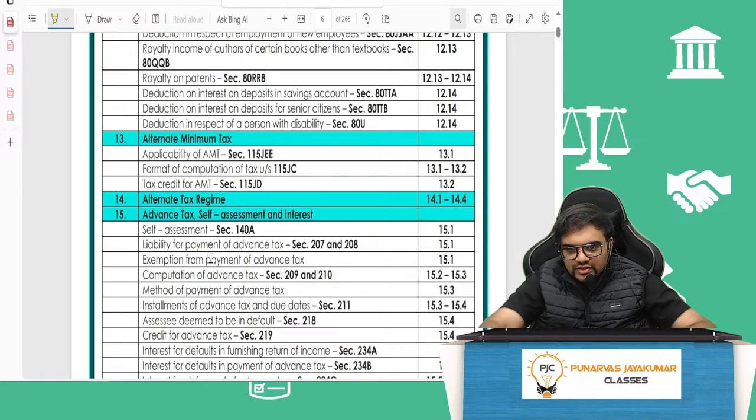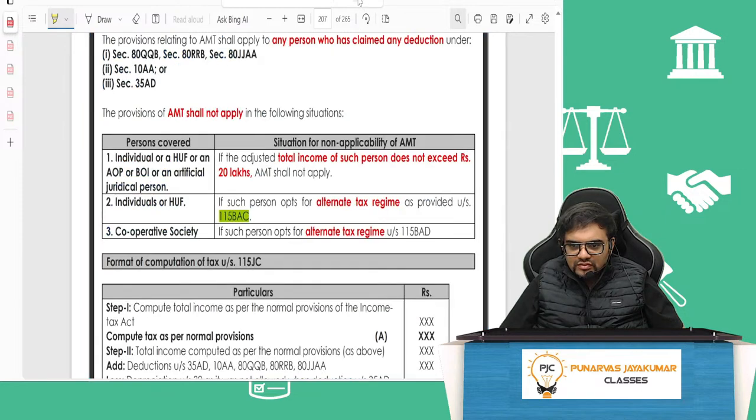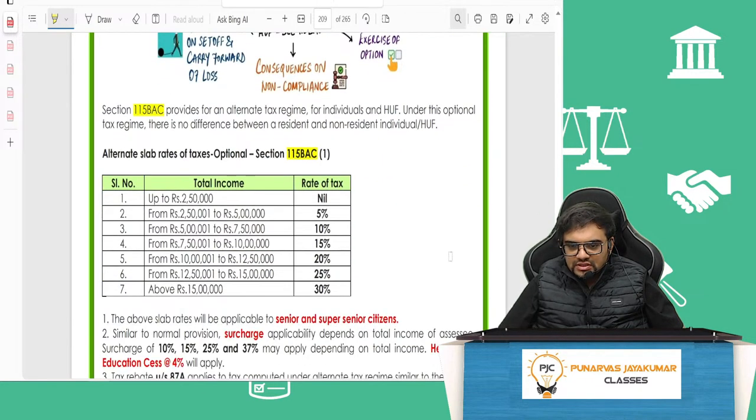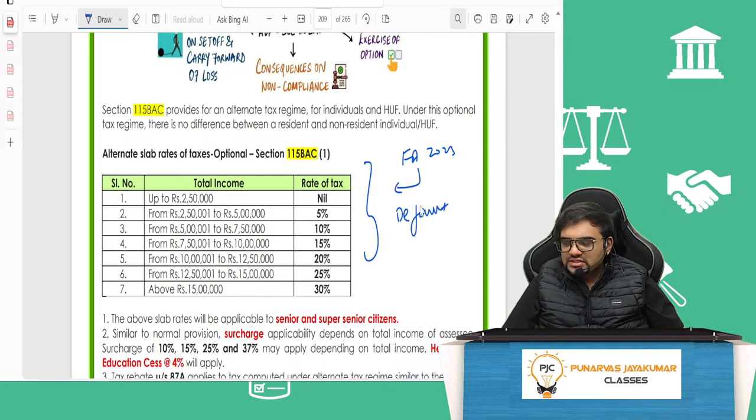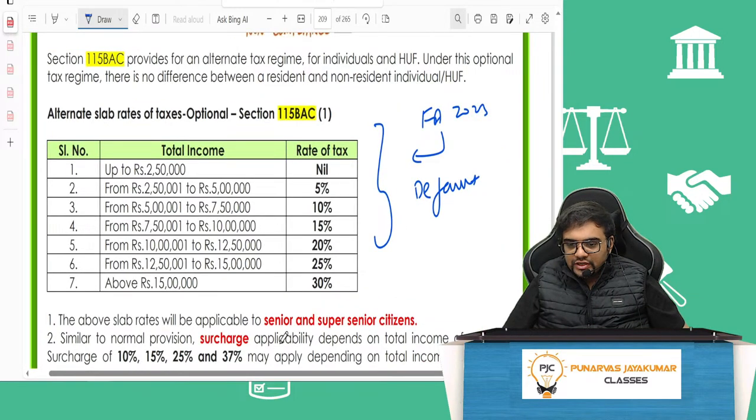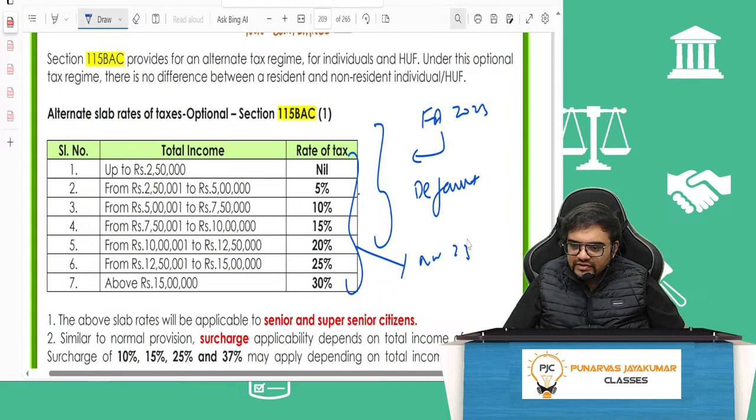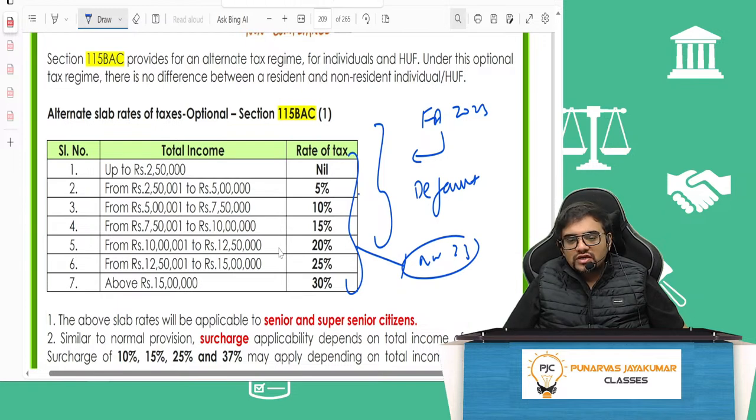And mind you, whatever 115BAC concept has come, from the next year onwards, from Finance Act 23, this has become the default tax regime. Hence, the slab rate we did is the main tax regime only for the November 23 attempt. And mind you, this also has changed in Finance Act 23, the slabs. So this slab can come last time only in November 23, because these slab rates have also changed slightly. So this is an option. This is the same for normal citizen, senior citizen, super senior citizen, everything same.